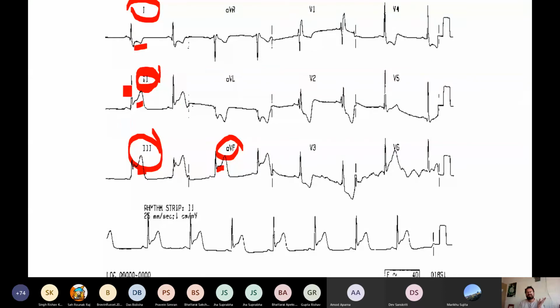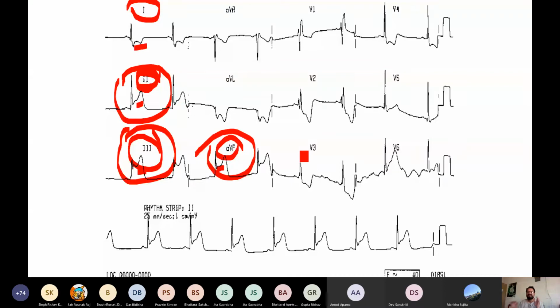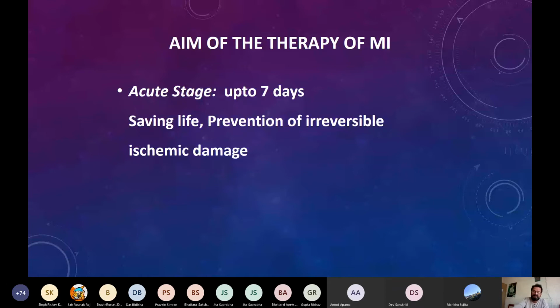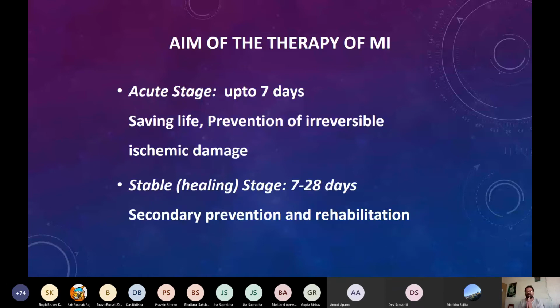So if there are ST elevations in one set of ECG in 3 leads, then most probably this is MI. So, the aim of the therapy of MI. This is very important. The first thing is that initiation of treatment should be rapid.